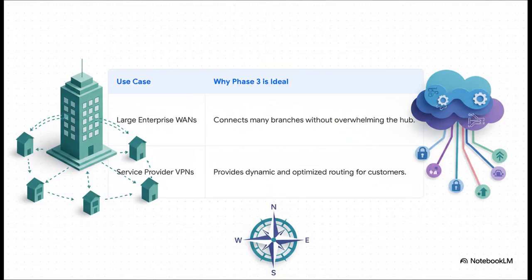And you see this in the real world all the time. Think about huge companies with hundreds or even thousands of branch offices. This is perfect for them. It lets all those offices talk to each other efficiently without bogging down the main headquarters network. It's also a huge deal for service providers. It lets them offer their customers these really dynamic, high-performance VPN solutions that can scale like crazy.